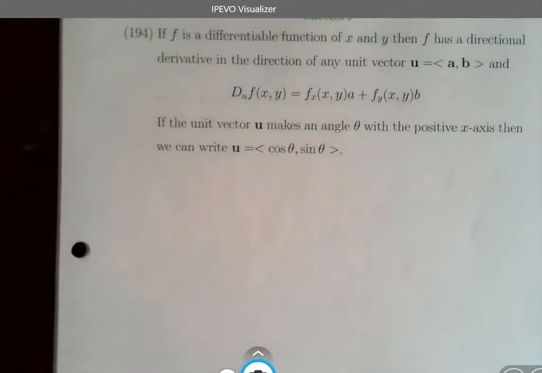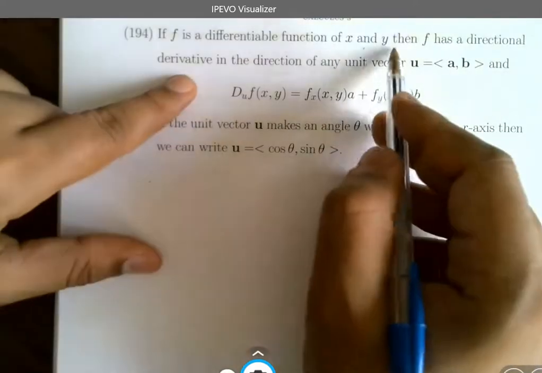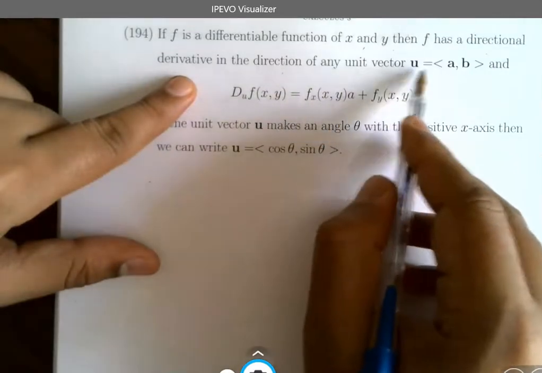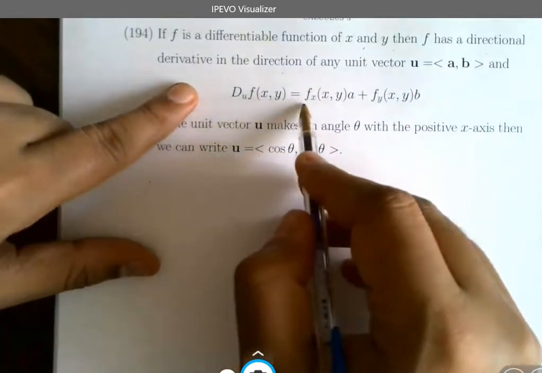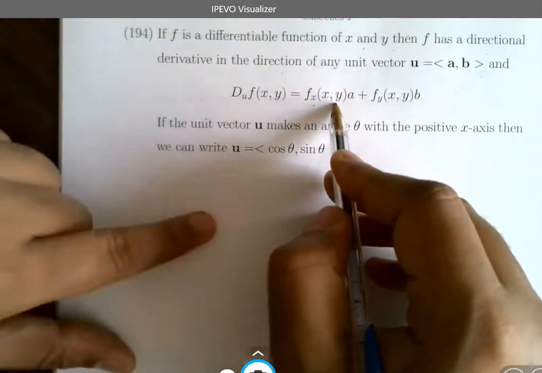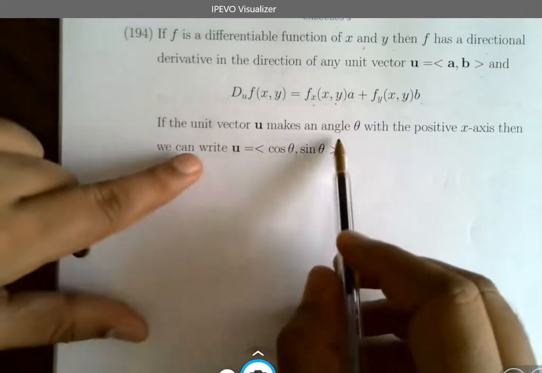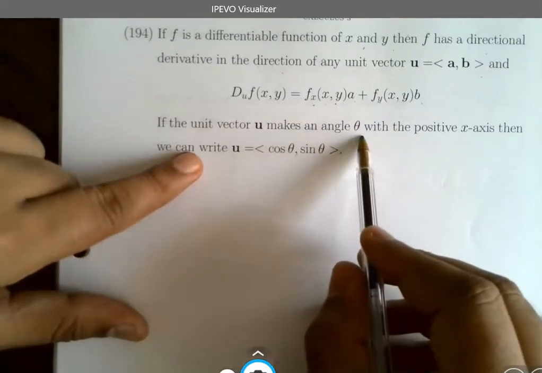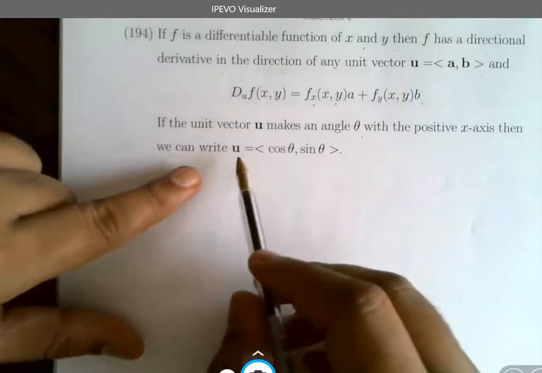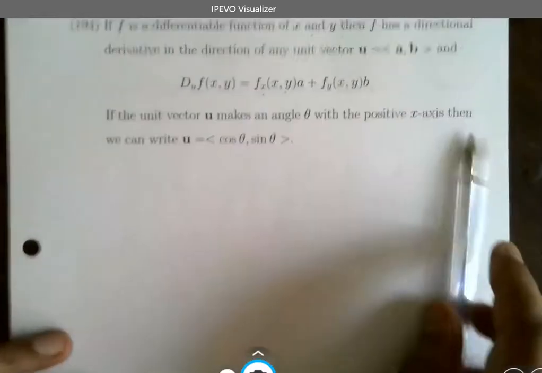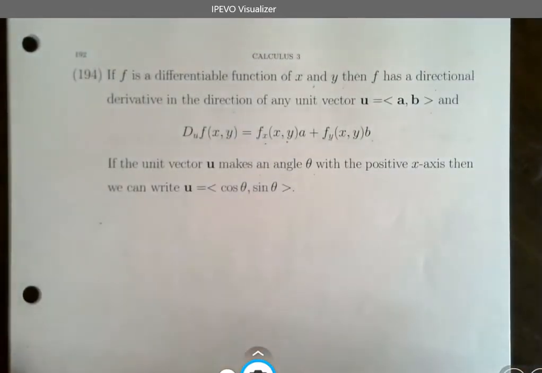Now how would we do that? If f is a differentiable function of x and y, then f has a directional derivative in the direction of any unit vector u = ⟨a, b⟩, and D_u f(x, y) is fx(x, y) a plus fy(x, y) b. If u makes an angle theta with the positive x-axis, then we can write u as ⟨cos theta, sin theta⟩. Now let's prove it. It's not really a proof in the real sense, but a semi-proof kind of thing.